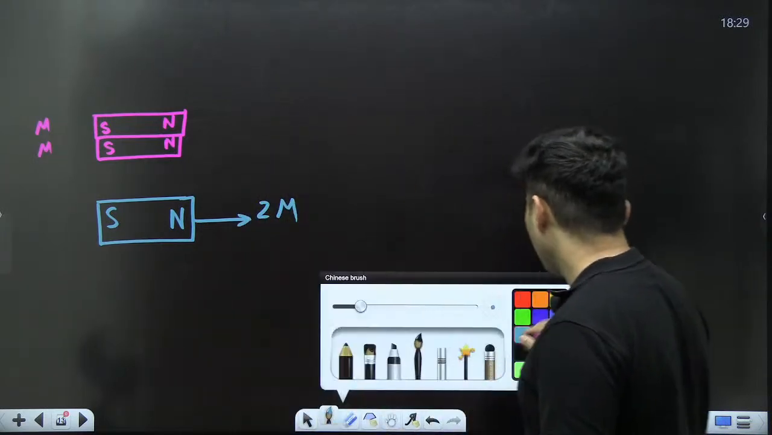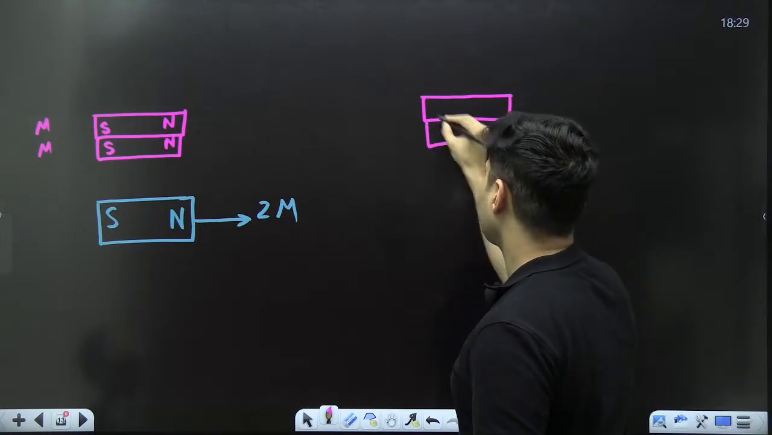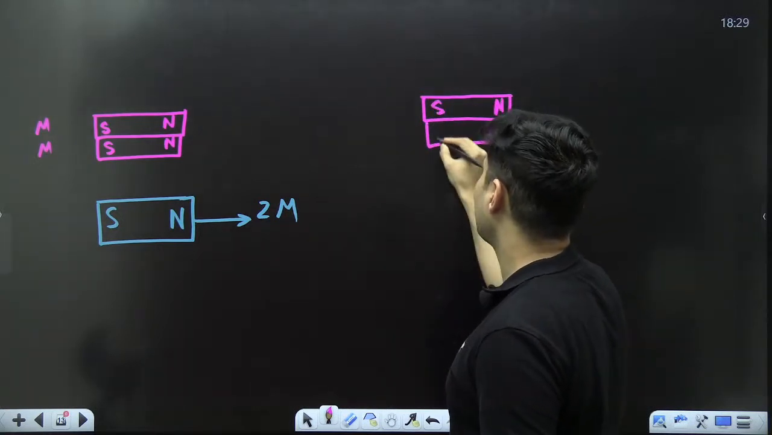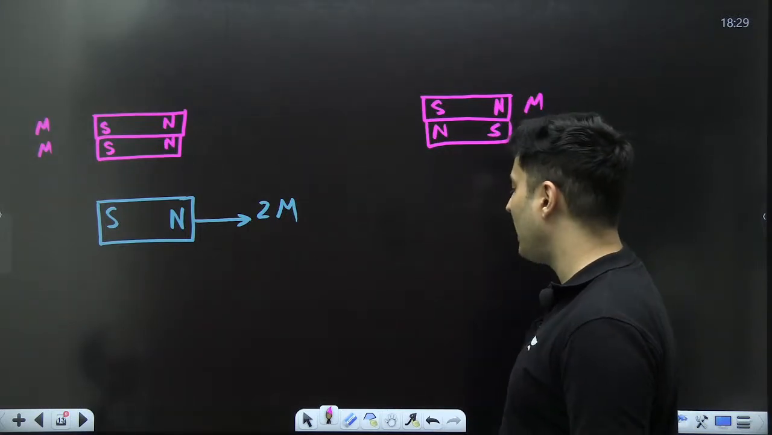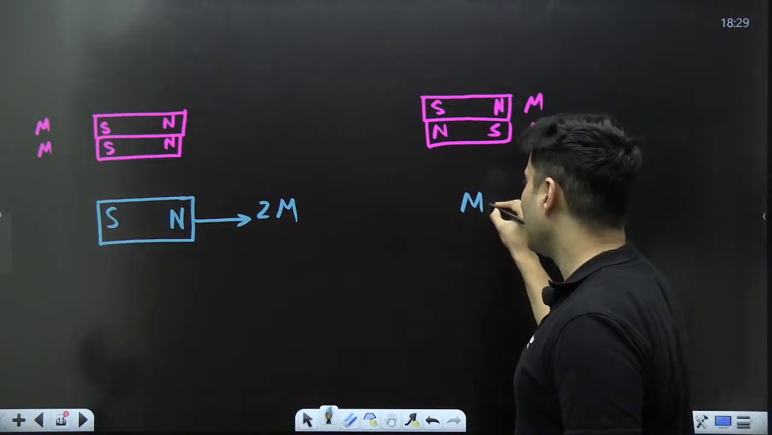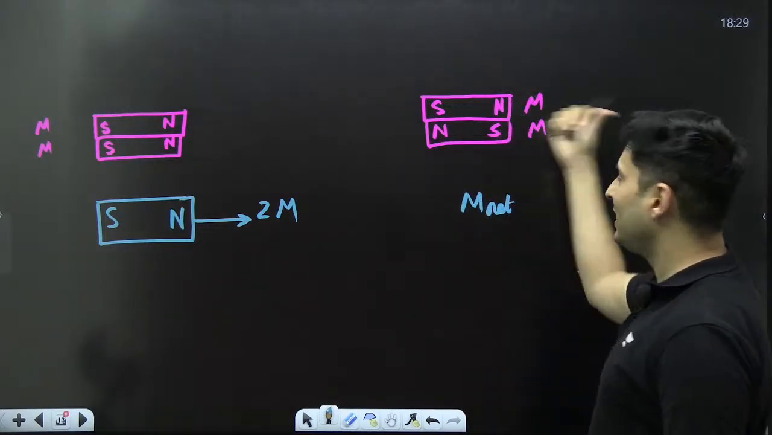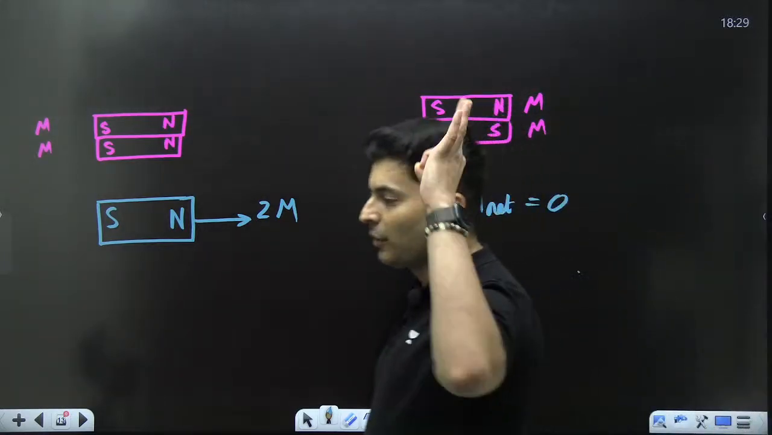Understood? Very nice. Similarly, if I take this magnet like this, south north, and this one as south north the other way, what will happen? Imagine both of them have magnetic moment M. Both the magnetic moments will cancel each other, because one is right, one is left. So the net magnetic moment will be a big fat zero.